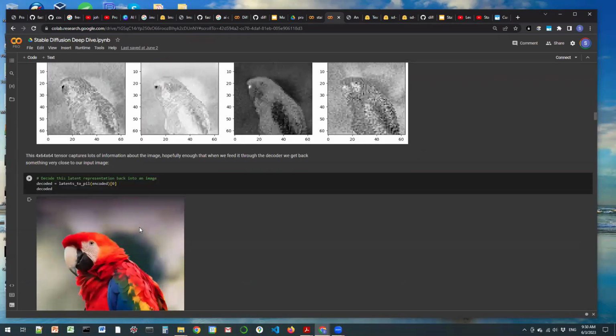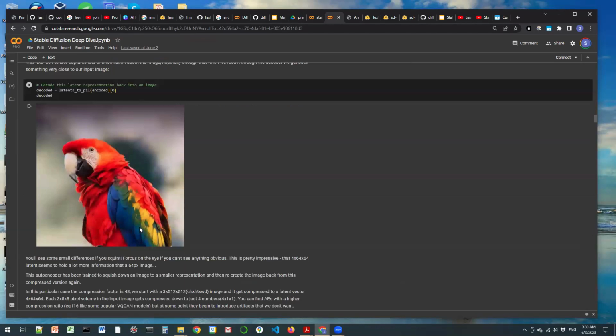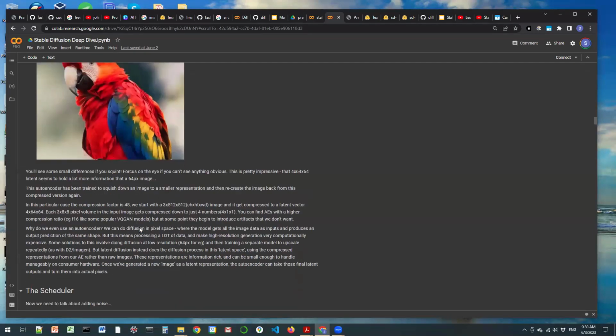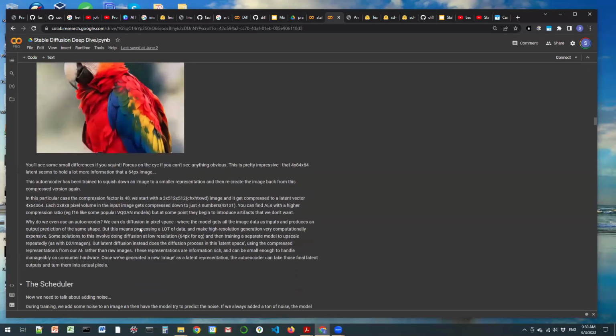He says you can see some things in the eye if you look closely, but I wasn't able to detect anything. My eyesight is poor.